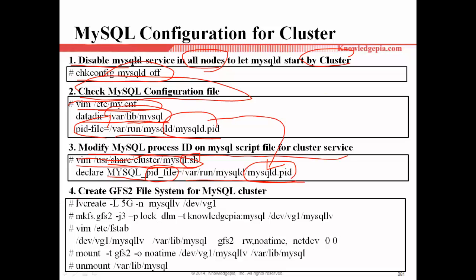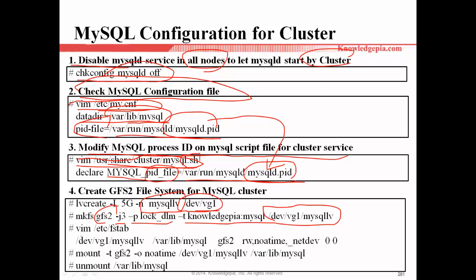And number 4, create a GFS2 file system for the MySQL cluster. So in my case, this one, the MySQL LV logical volume from volume group 1. And then format it using GFS2, with the journal, protocol, table, and device name like this.